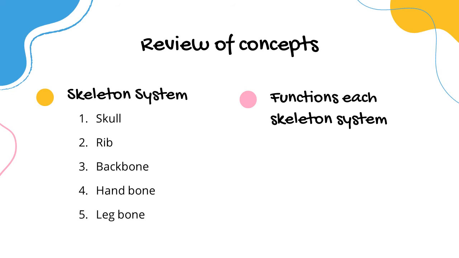Before we end our class today, this is the review of today's lesson. We have learned the 5 skeletal systems, which are skull, rib, backbone, hand bone, and leg bone. So these are the 5 systems. And I hope you can remember all the functions of each skeleton system.